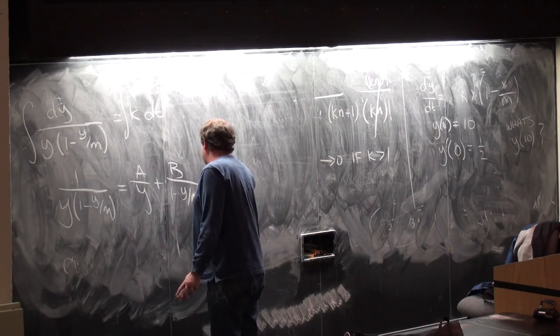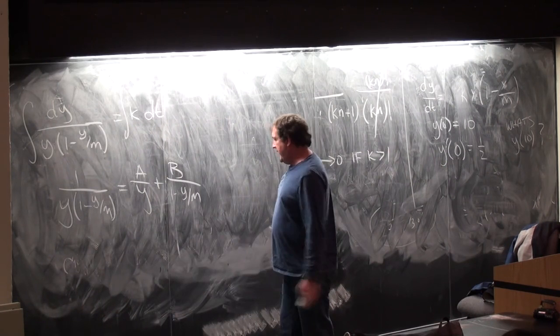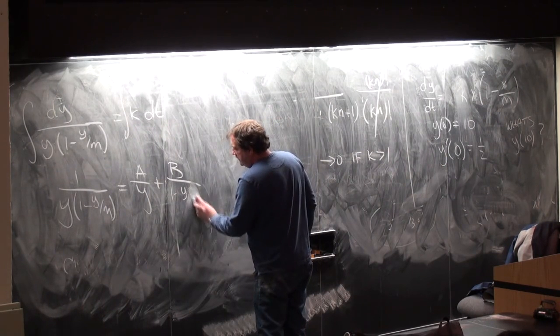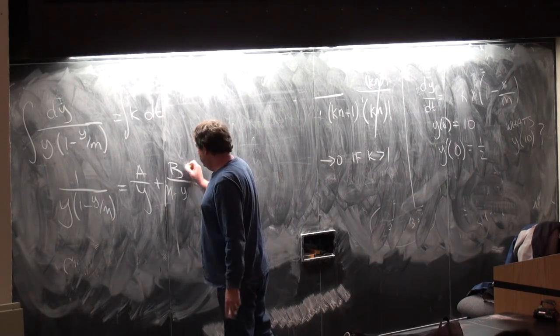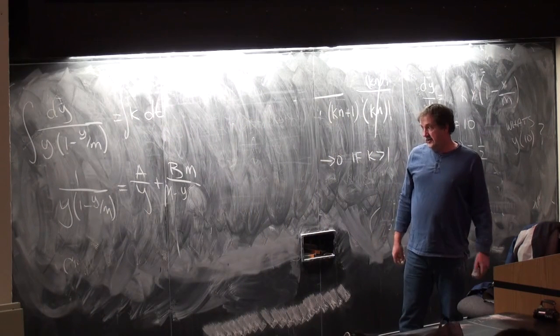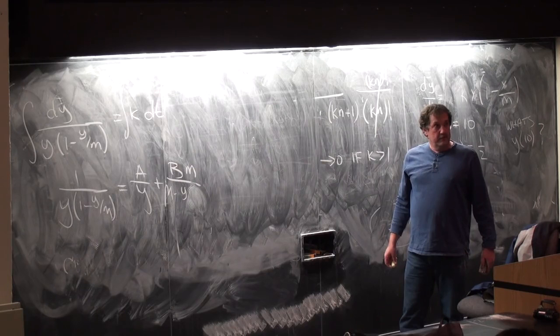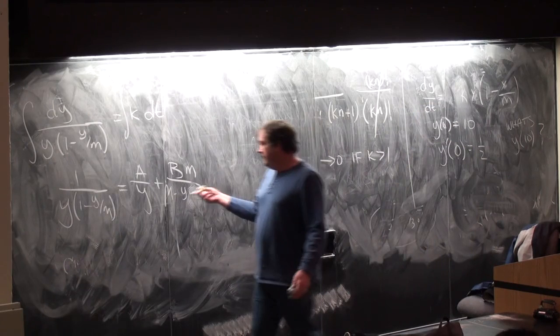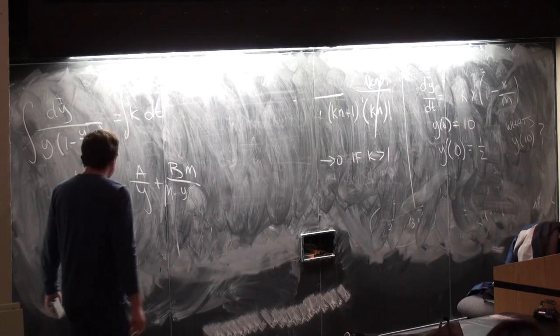I have this, and in fact, I'm going to write this that way, just so that I don't have fractions over fractions. Is that okay? Okay, so now I need to find a and b so that that's true.